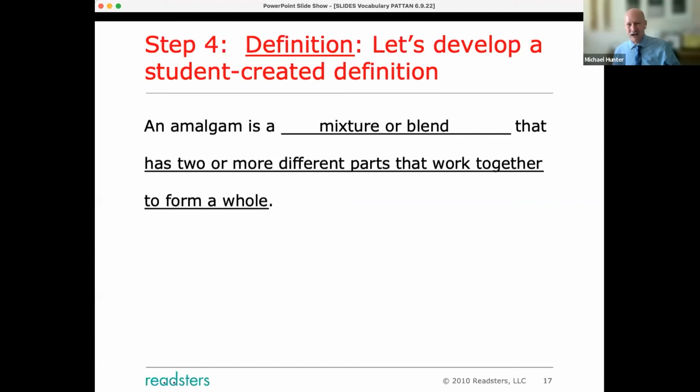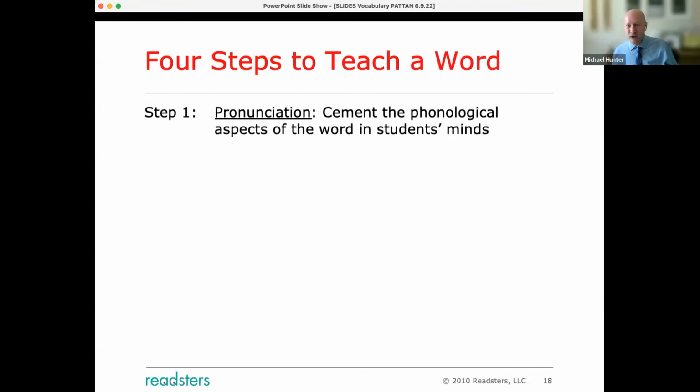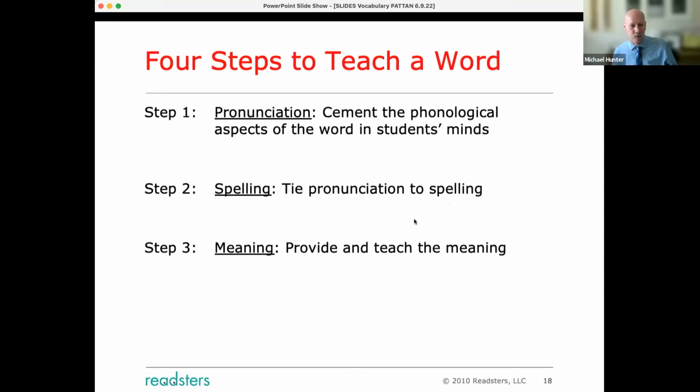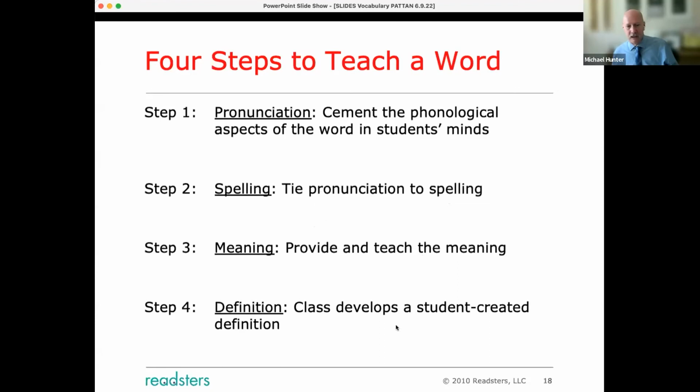So to review our four steps, the first is we're going to cement the phonological aspects of the word in the students' minds. Then we're going to take that pronunciation, go back to the print and connect the spelling to the pronunciation. Go over any odd spellings so that we can help start to remember those. Then we're going to provide and teach the meaning. And of course that will probably take longer than just one session. And then finally, we'll do our student created definition as a wrap up.